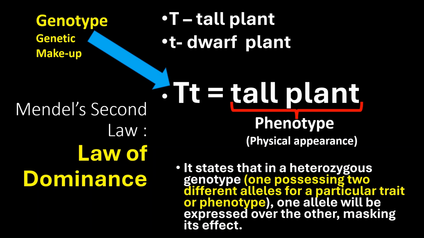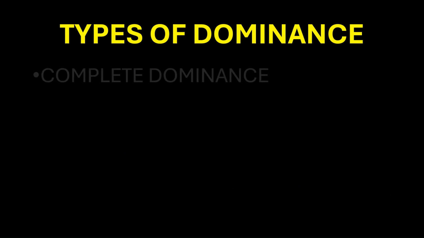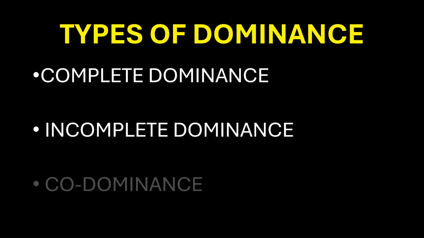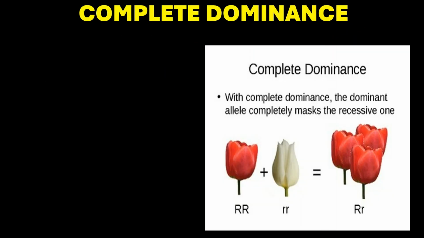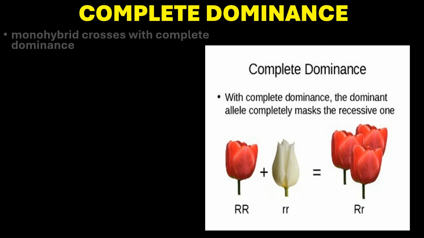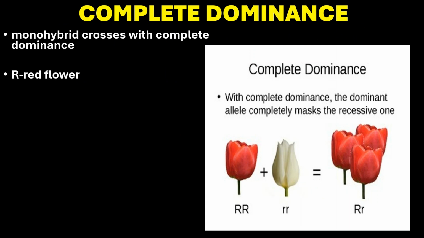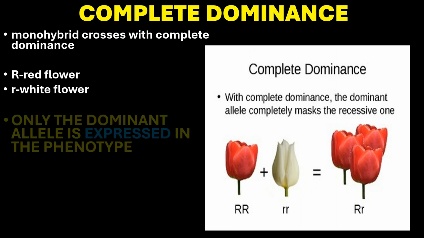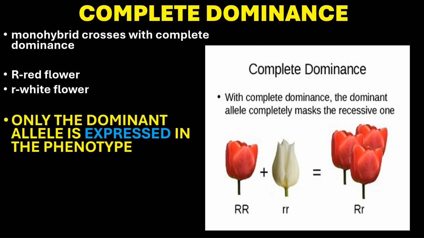That's the genetic makeup. All right, now let's look at the types of dominance. So we have three types of dominance. Check very well. We have complete dominance, incomplete dominance, and codominance. Very important. So let's start with complete dominance. With complete dominance, the dominant allele completely masks the recessive one. That is, we have a monohybrid cross with complete dominance. We have capital R for red, small letter r for white. Here, in this situation, only the dominant allele is expressed in the phenotype.